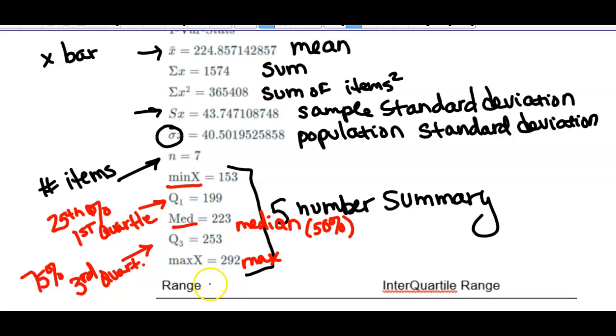And if you want the range, which it asks for sometimes in Delta Math, if they gave you this picture and they said find the range, you would do the max minus the min. And they could ask in Delta Math for you to find the interquartile range, which is Q3 minus Q1. So for this data, you do 253 minus 199, and I think that's 54, is the interquartile range, okay?